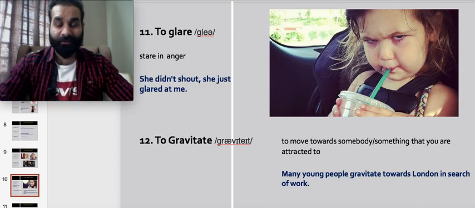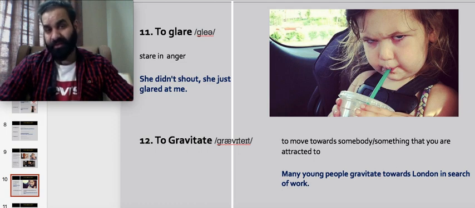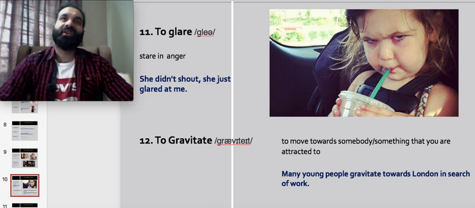And a cute child, it says to glare, also known as to glare. If we go exactly, it should be to glare. It is to stare in anger.